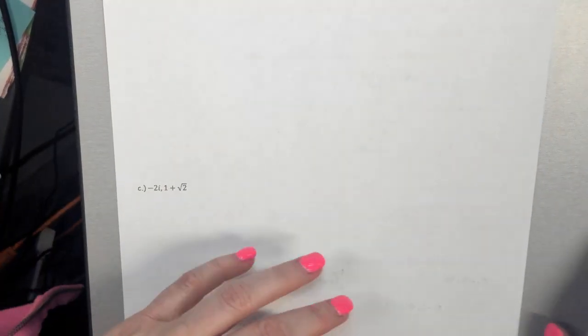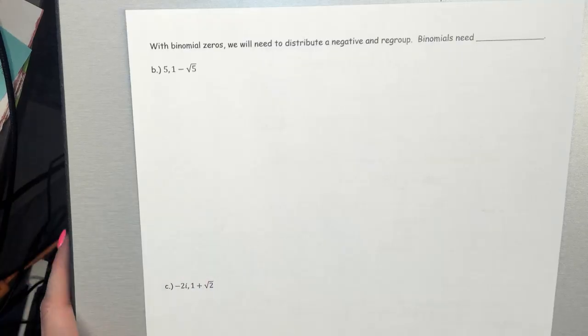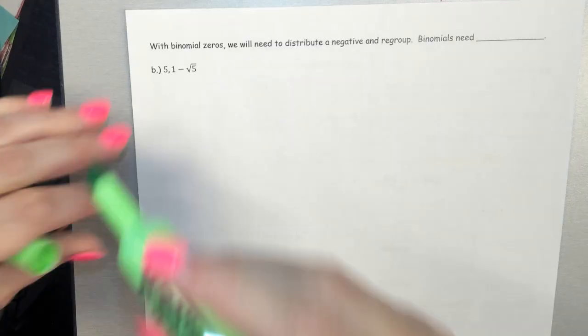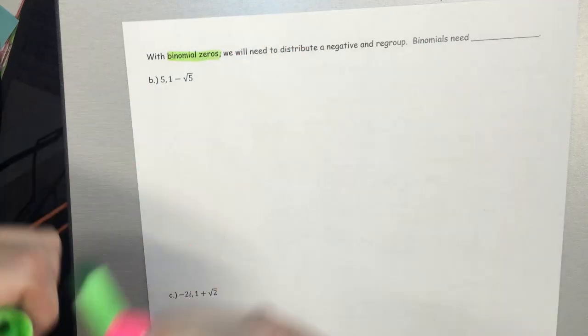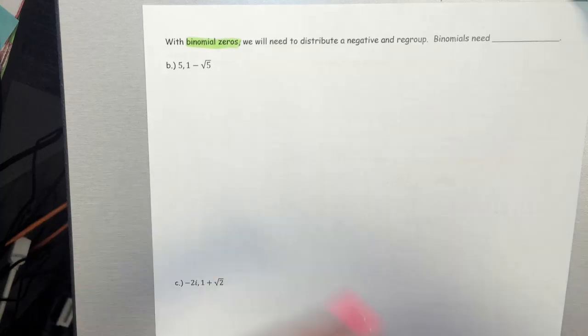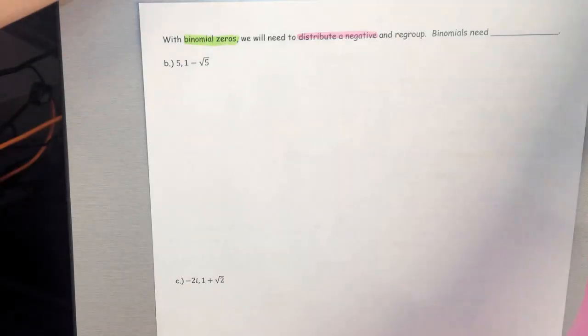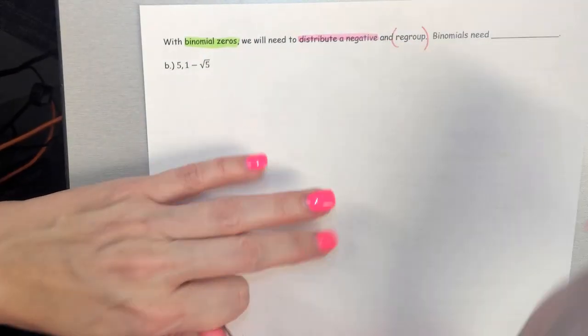All right, so sometimes you have zeros that aren't just one value. With the ones we've done before, they've always been a monomial term, one term, but that's not always the case. We've seen roots where you have plus or minus in them. We're going to see them in this as well. So if the zeros are binomial zeros, we're going to have to distribute a negative and regroup. Okay, so I'm going to show you how to do this. You have to distribute the negative, and then we're going to regroup with parentheses.